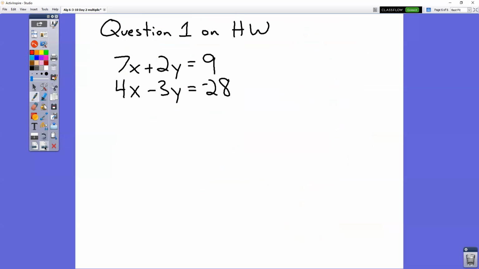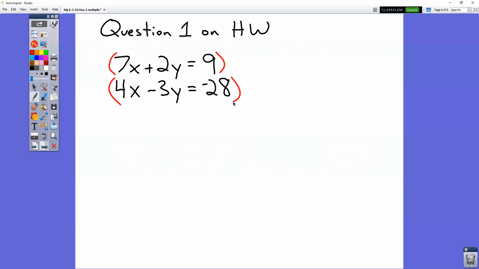Let's take a look at number 1 on the homework tonight. Let me get you started on this. 4 does not go into 7 evenly. 2 does not go into negative 3 evenly. So this is not one of those where you just have to multiply one of them. This is one where you have to multiply both equations.